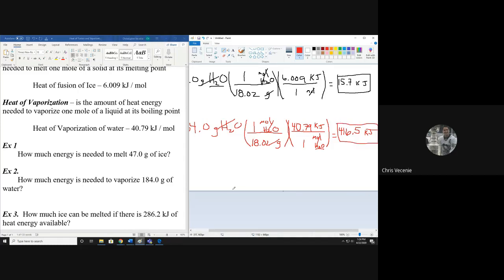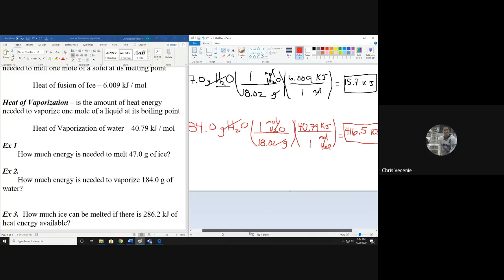All right, and that number is different for a variety of reasons. The first reason it's different is that it's a different phase change, so it's harder to boil water than it is to melt it. And then secondly, we had a lot more water.